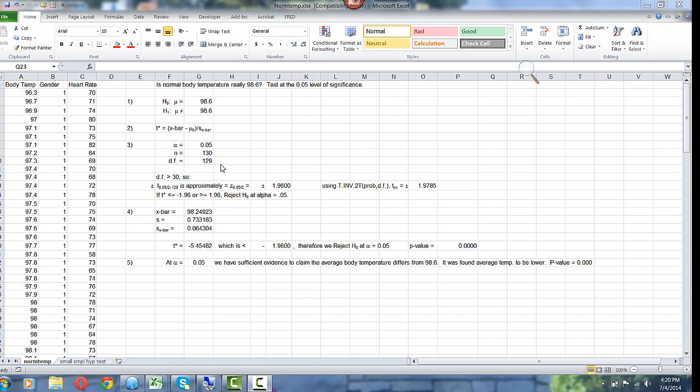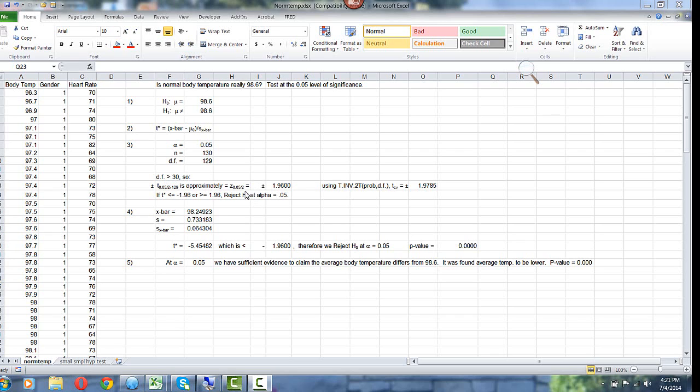Then in step 3 we need to come up with a decision rule. That's based on alpha, or our level of significance, 0.05, and it can be based on n as well. In this case, degrees of freedom are 129. Because degrees of freedom are greater than 30, we can use a z to approximate the t. This won't be in a t-table. The t-table in the textbook, once it gets above 30, starts skipping around, and it doesn't have 129 in there. But we know that any degrees of freedom over 30 we can approximate using the z.